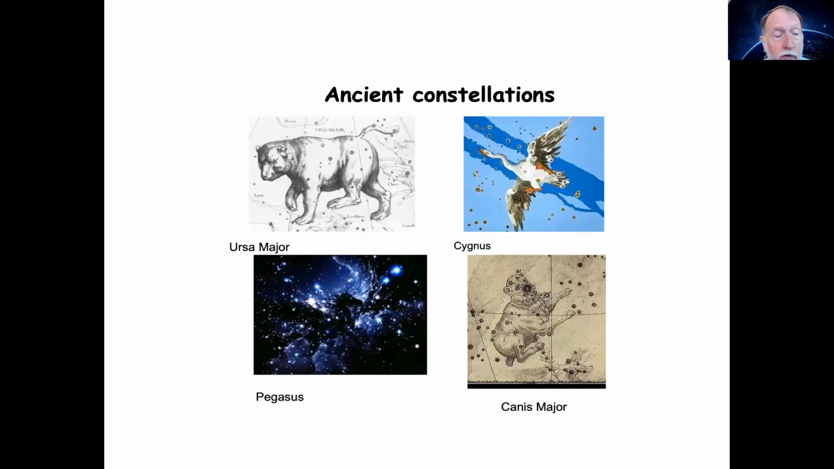The ancient constellations were very imaginative, and most of us don't see the mythological characters and creatures in the patterns that we can make out in the sky. Ursa Major, which is the figure in the upper left, of course, is the constellation where we see the Big Dipper asterism.